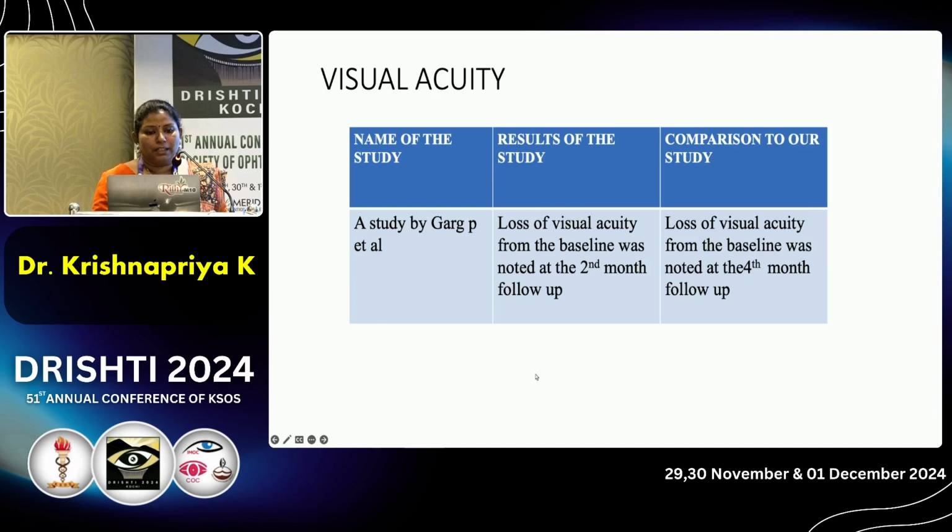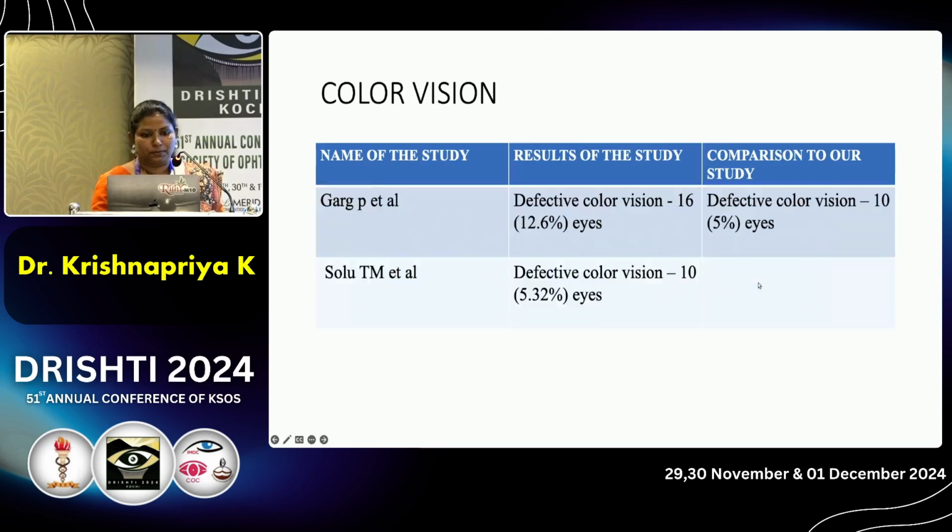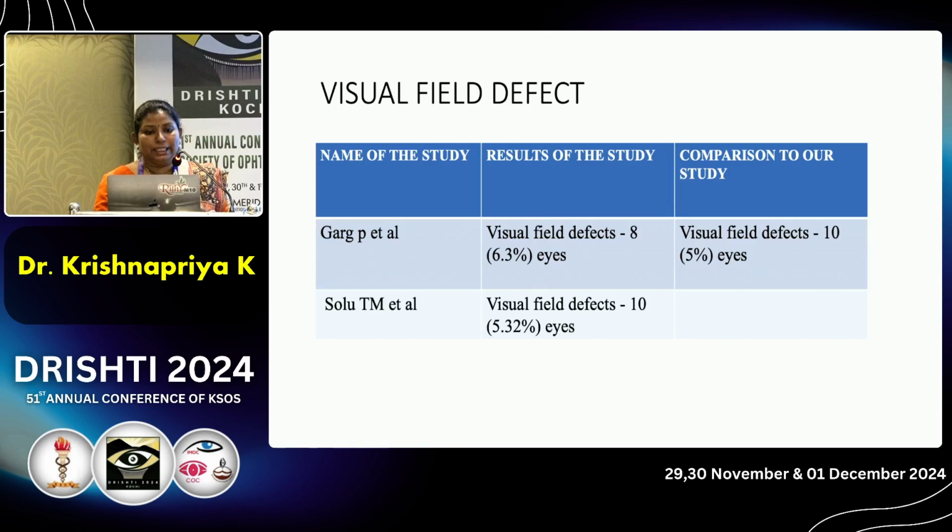And in a study by Gartby et al., the loss of visual acuity from the baseline was noted at the 2nd month of follow-up. But in our study, the loss of visual acuity was noted from the 4th month of follow-up visit. Similarly, defective color vision in our study was in 10 eyes. In another study, Gartby et al., the defective vision was found in 16 eyes, and Solom et al., it was found in 10 eyes. Similarly, the visual field defect in our study was found in 10 eyes. In the Gartby et al. study, it was found in 8 eyes, and Solom et al., it was found in 10 eyes.